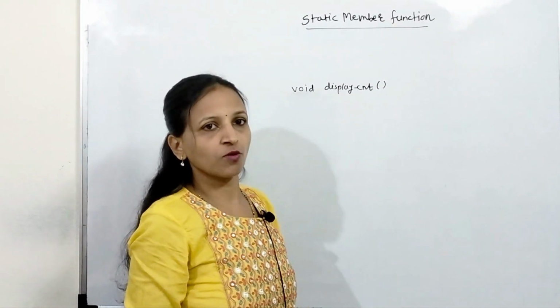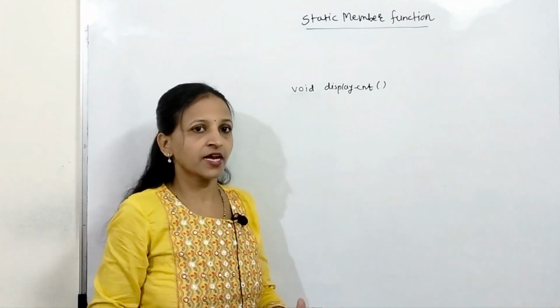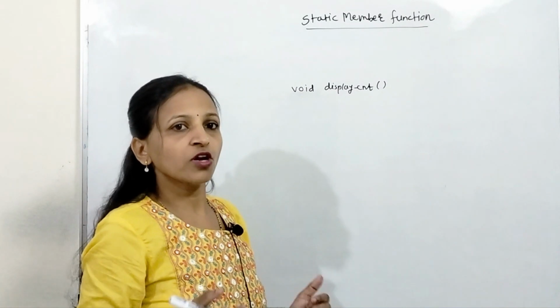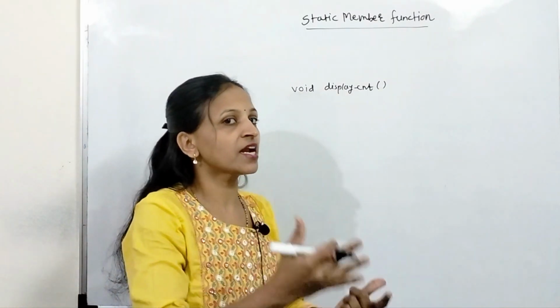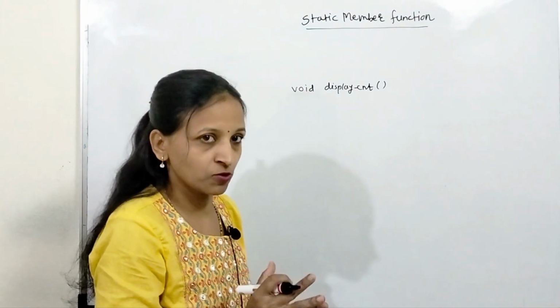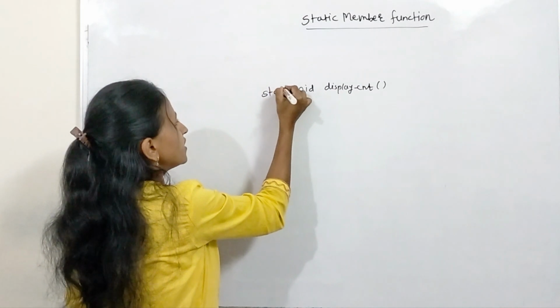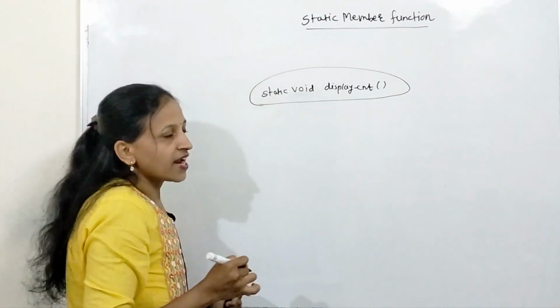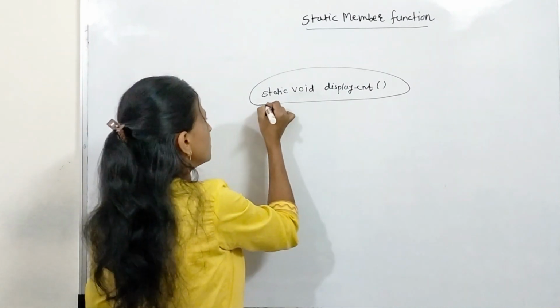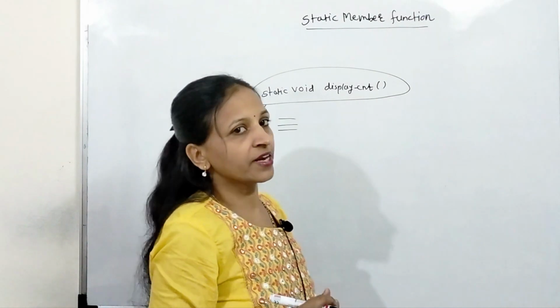For that we have to create an object and then call it using object dot. But we have already discussed that there is no meaning in calling such a method using object dot, because count is a static variable already declared. That's why we can write the static keyword here. In this way we can write a static member function, and inside it we write whatever statements are needed.